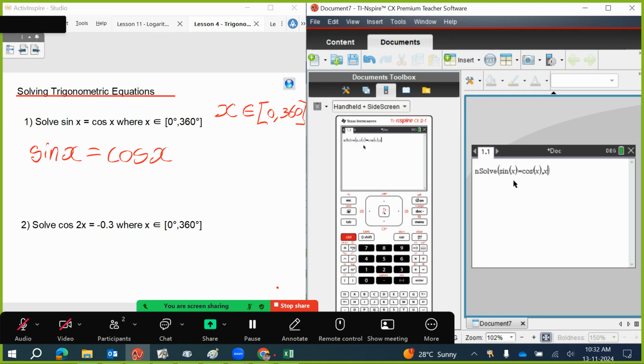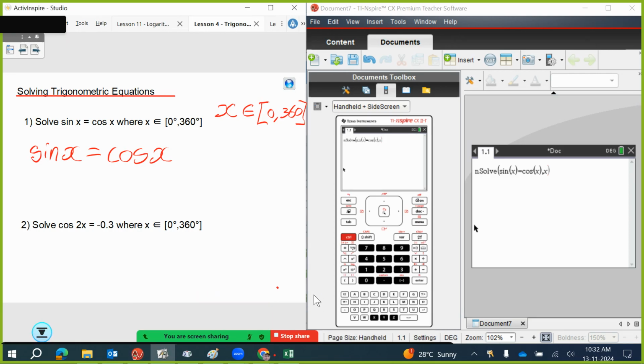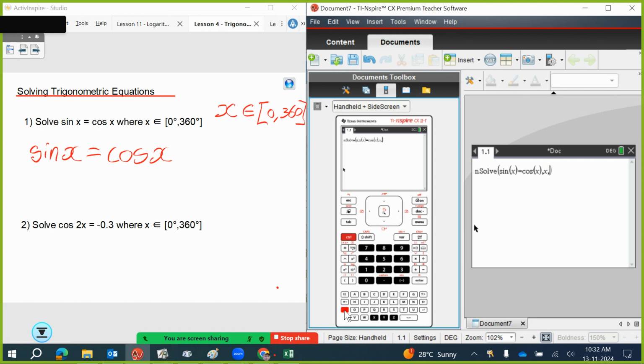At this point, what we want to do is put in the interval. So we need another comma. We can find the comma down here. Put in comma 0, comma 360. So type in the interval and then press enter. Now it will give you one answer.